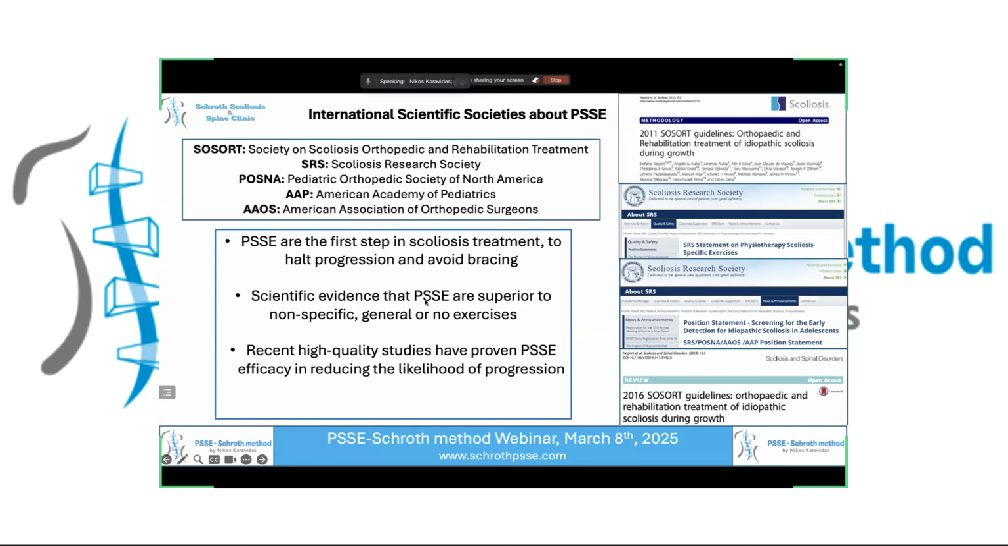All these scientific societies in their statements and their guidelines say that there is scientific evidence that PSSE are superior to general or no exercises, and that recent high quality studies have proven PSSE efficacy in reducing the likelihood of progression. And we also have very good evidence that the brace together with scoliosis specific exercises is better than brace without scoliosis specific exercises.